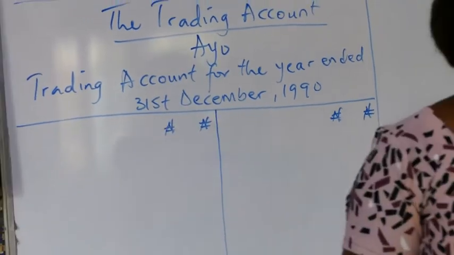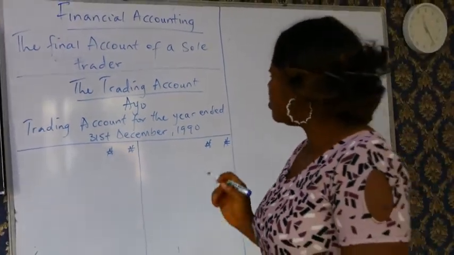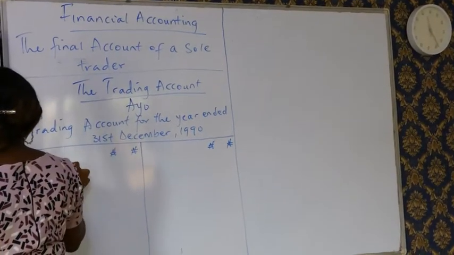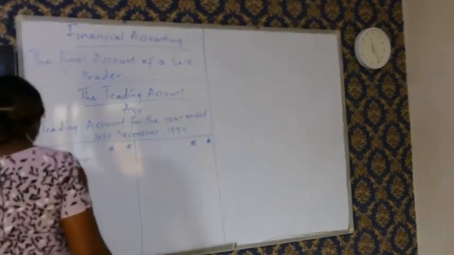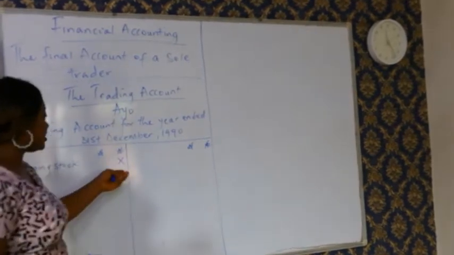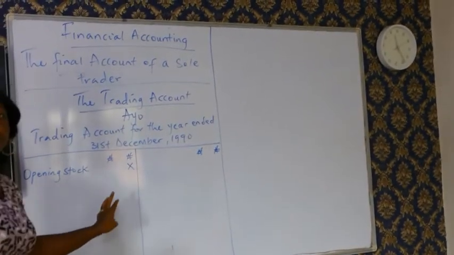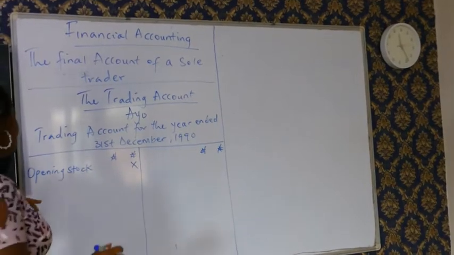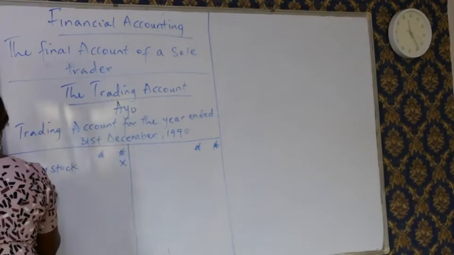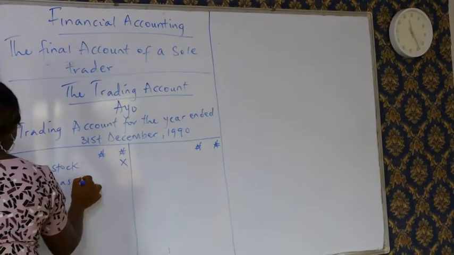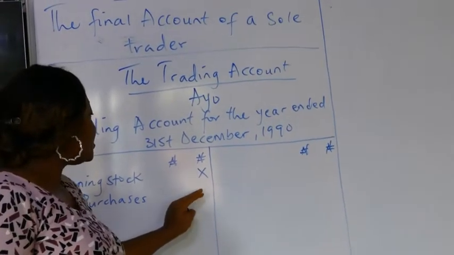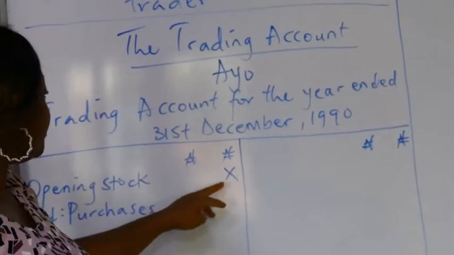In preparing the trading account, we start with the opening stock. Opening stock on the debit side. The opening stock, you put the figure on the second naira. Let's use X, because this is the format, let's not use figures. We are just looking at the format first. We add our opening stock, our purchases. Since we're adding purchases, I'm supposed to take the purchases figure straight to the opening stock to add.